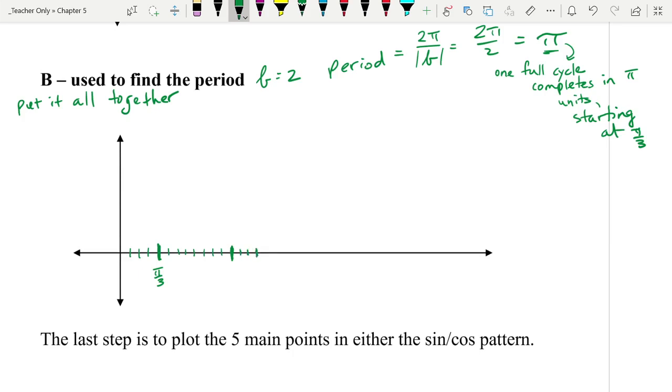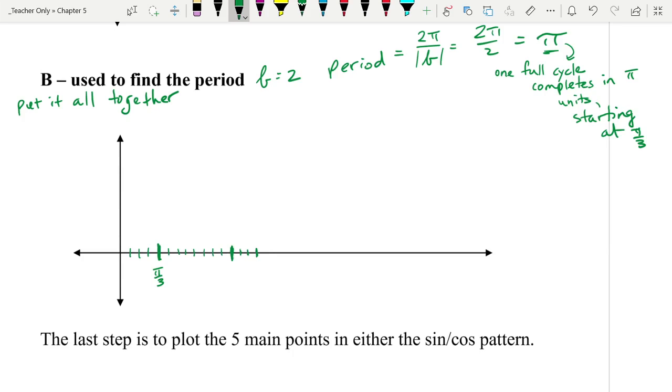Now, why is 15 pi by 12 an important number to me in this graph? Because it represents where the first cycle should end. Get what I'm thinking? If I start at pi by 3 and I have to end after 1 pi units, I have to end somewhere between there and there. I have to start here and end there.